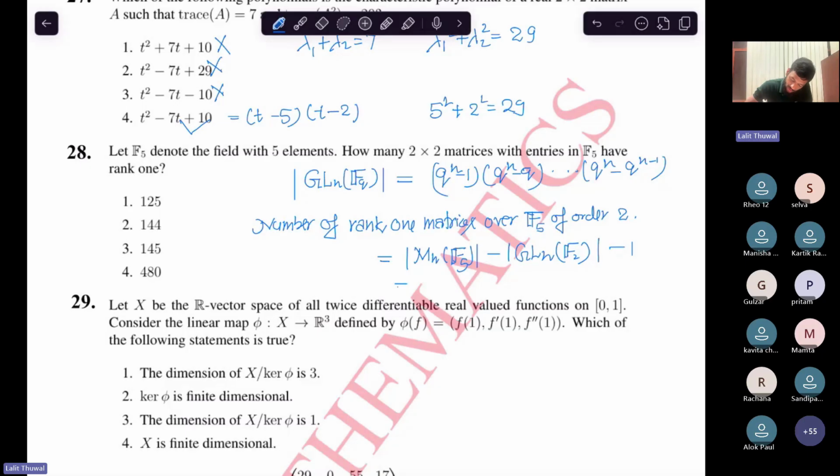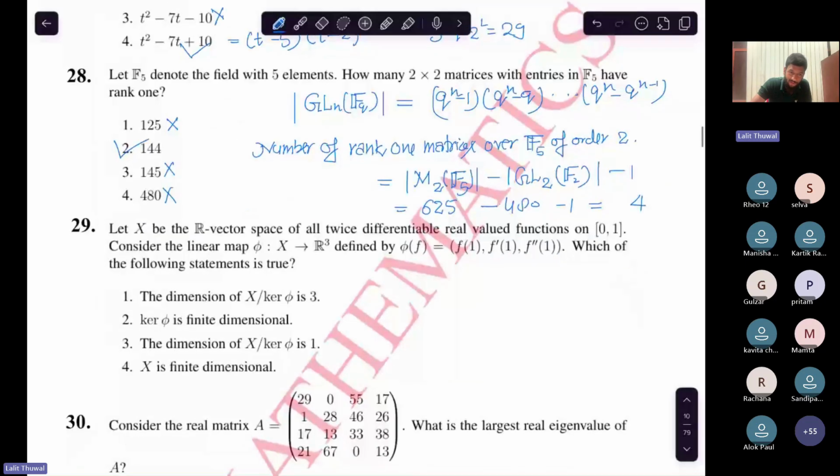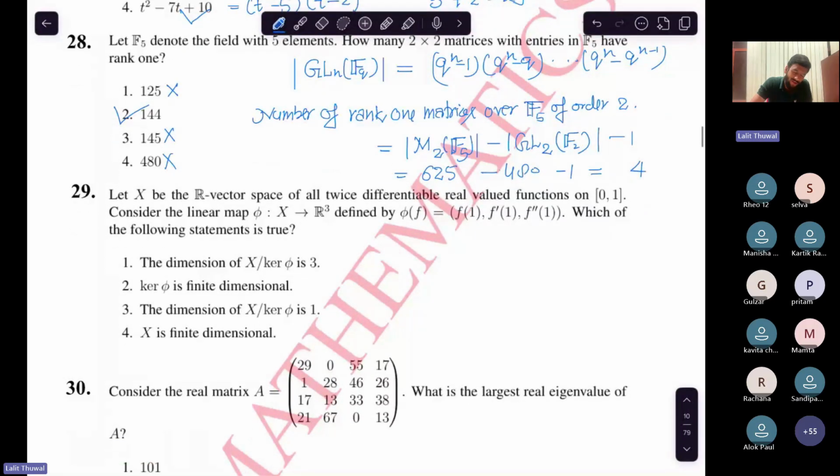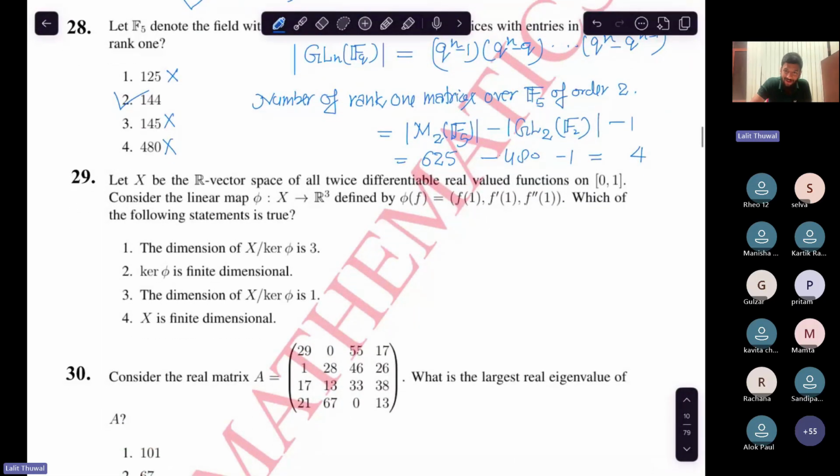So the number of all 2 cross 2 matrices is 5 to the power 4, that is 625, and the order of GL is 480. You can calculate that by putting it in the above formula. So see how I solve this. What is the unit digit? That is 4. So I will not solve it further because there is only one option with unit digit 4, and it means options 1, 3, 4 are wrong, because I have to save the time. I will not do redundant calculations. Even if it involves 1 second, if I don't need that, why should I do it, right?